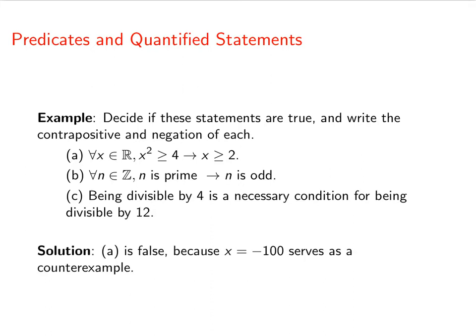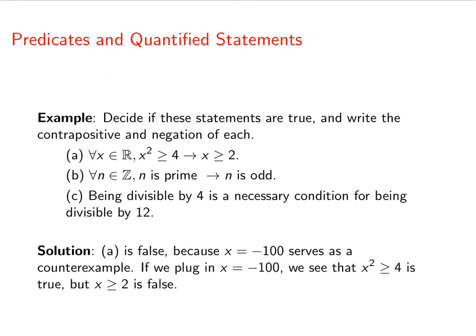All right, A is false because x equals negative 100 serves as a counterexample. If we plug in x equals negative 100, we can see that x squared bigger than or equal to 4 is true. If you square negative 100, you'll get a really big number. But x bigger than or equal to 2 is false. Remember that a conditional statement is false provided the first part is true and the second part is false.